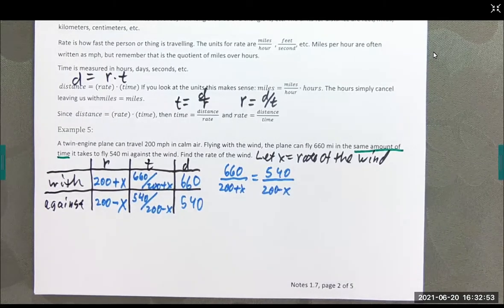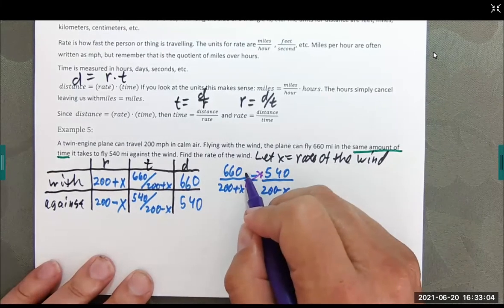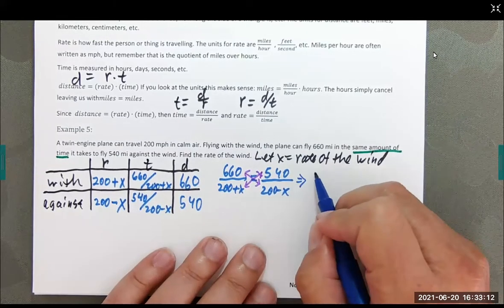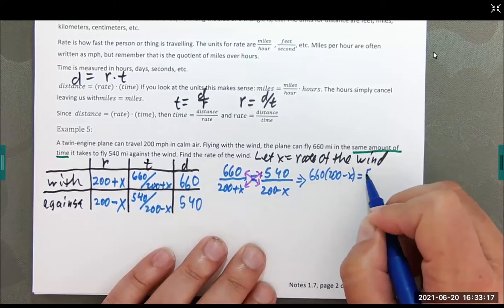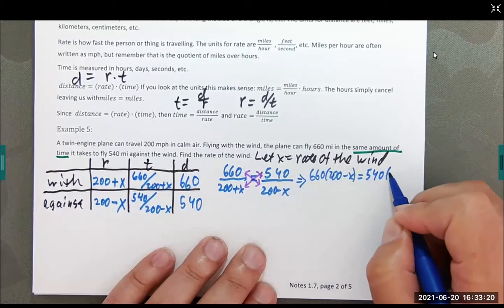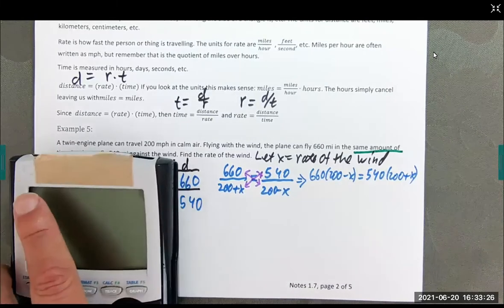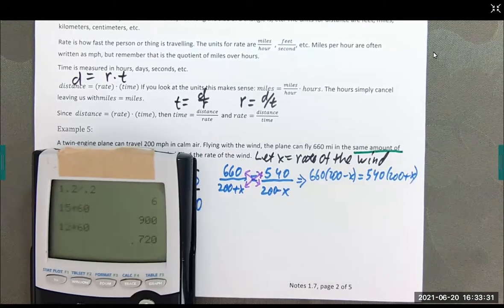We're going to get some pretty hefty numbers here, but I'm going to do a process called cross multiply. So I'm going to remember something like this. And that's going to give me over here 660 times 200 minus x equals 540 times 200 plus x. And these are going to be some big numbers. Now you could divide both sides by 10 to drop those numbers down, but not a lot. Not going to save us too much.